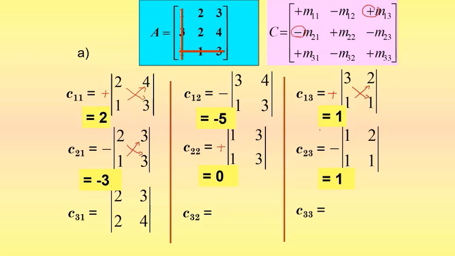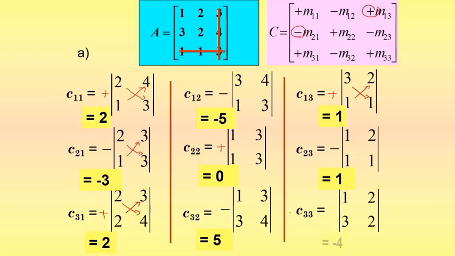In third row, first column, remaining is 2, 3, 2, 4. Okay, the sign should be positive here. As before, 2 times 4 minus 2 times 3. So we have 2. C32, the third row, second column. So we have 5. C33, the third row and third column. So we have negative 4.